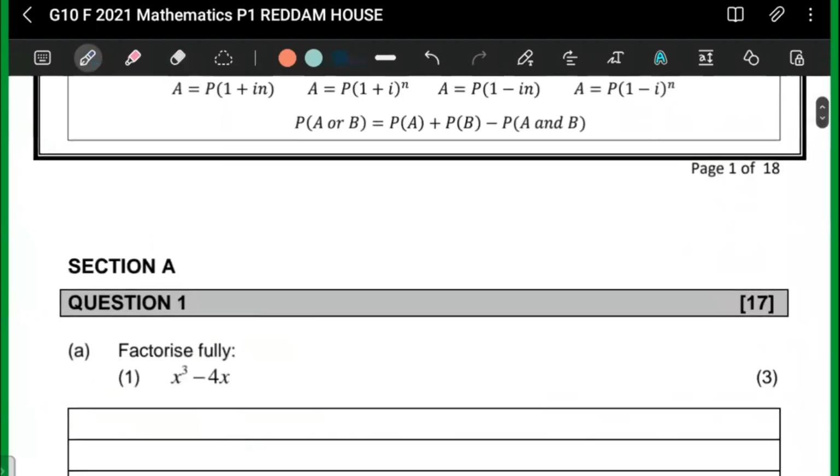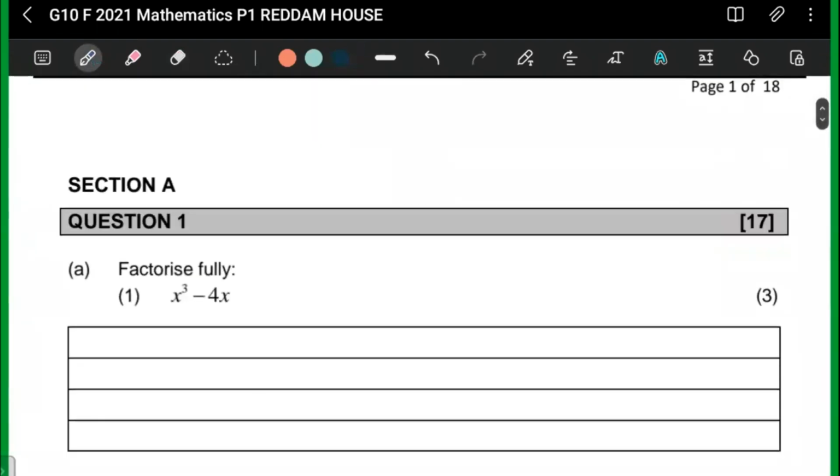So we have some formulas here. It says that we should factorize fully. So remember, anytime you're being asked to factorize, you want to take out a common factor. So here we can take out x as a common factor. If x is gone, we'll have x squared left, and then here minus 4.